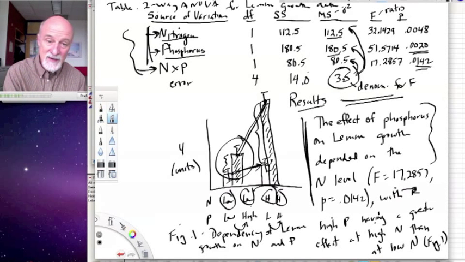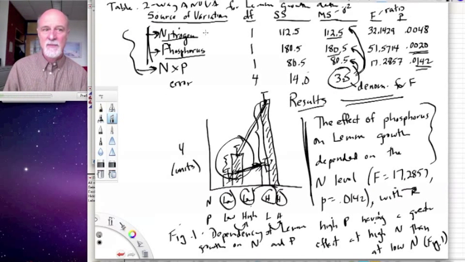But they didn't really go up significantly when we only have low phosphorus. So would I talk about that nitrogen main effect here? No, I probably wouldn't, because it's not consistent. It's not always the same. It depends on the level of phosphorus whether we had a nitrogen effect or not.